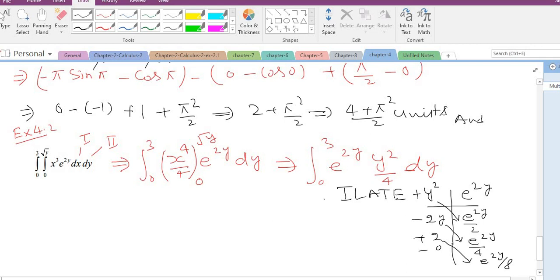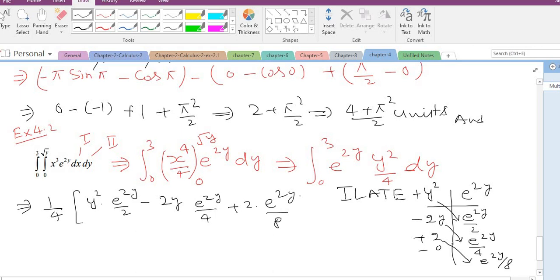Remember that I am keeping 1 by 4 outside, so this will give you an easy result. So while you are integrating with respect to y by using the ILATE rule, it is coming like that one: y square e power 2y divided by 2, and see that one, minus plus minus 2y e power 2y divided by 4, and plus 2 e power 2y divided by 8, and the limit of that one is 0 to 3.